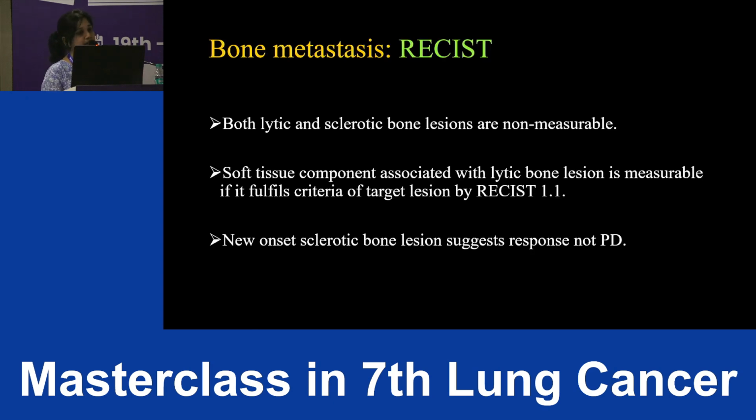Now coming to bone metastasis. So both lytic and sclerotic bone lesions are non-measurable as per RECIST criteria. Only the soft tissue component, if it is associated with the lytic bone lesion, then it becomes measurable if it fulfills a target lesion by RECIST 1.1. That is, if it is more than or equal to 10 millimeter. And new onset sclerotic bone lesions suggest response and not progressive disease.